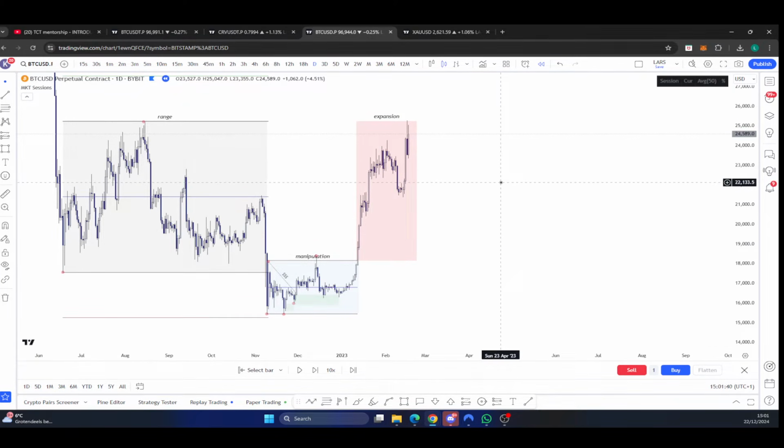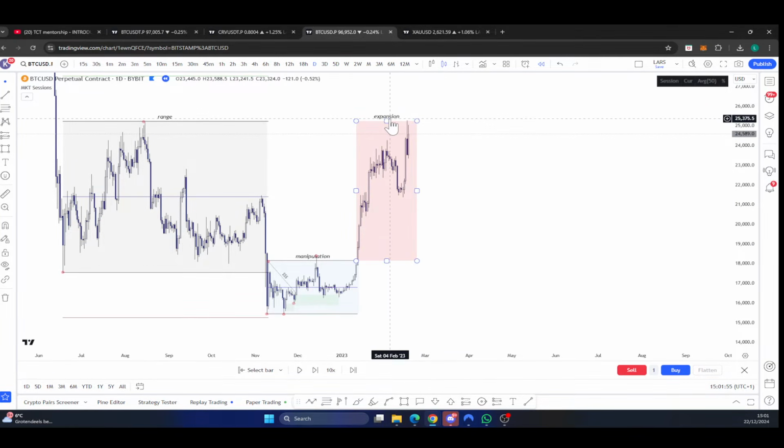And that is completely fine. Okay, that is completely fine. You can do that very easily. You don't have to have one straight shot up. It can cool off, it can retrace before it can continue itself.